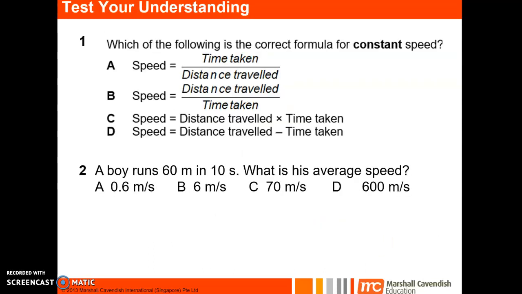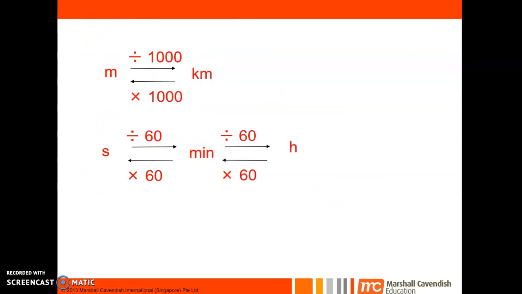Now if you are comfortable with using the formula and you are okay with your units conversion, I'm going to get you to go and do the test for your understanding. Before you go about doing your test for understanding 14.4, if you are not comfortable with your conversions for distance and also time, you might want to copy this down.